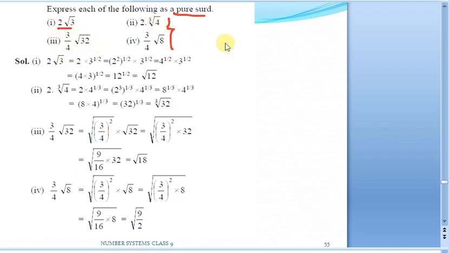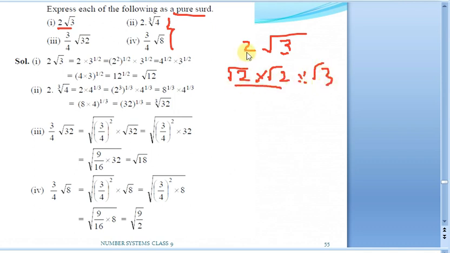Now see this 2 root 3, how do we do it? What is the order here? 2. So can I write it as square root of 2 into square root of 2 into root 3? Why? Because square root of 2 into square root of 2 will give you 2 only. Now see, there are 3 numbers in the product. If you observe, the order is the same. So what we have seen is, whenever the powers are the same, bases can be multiplied. 2 into 2, 4; 4 into 3, 12.